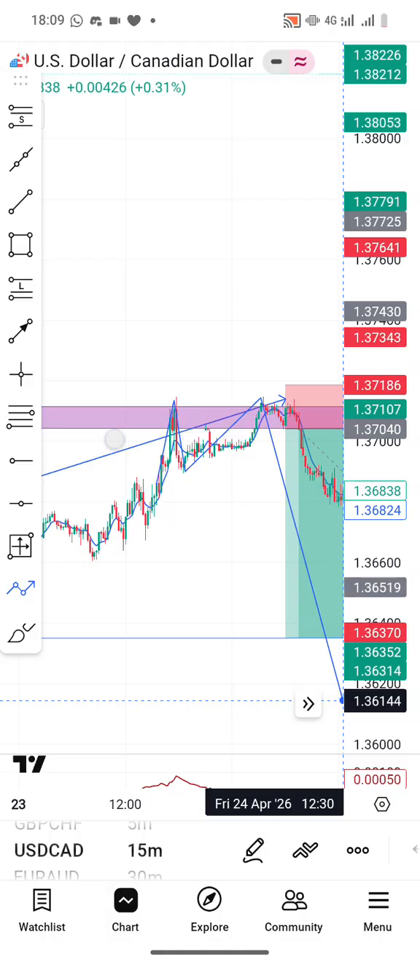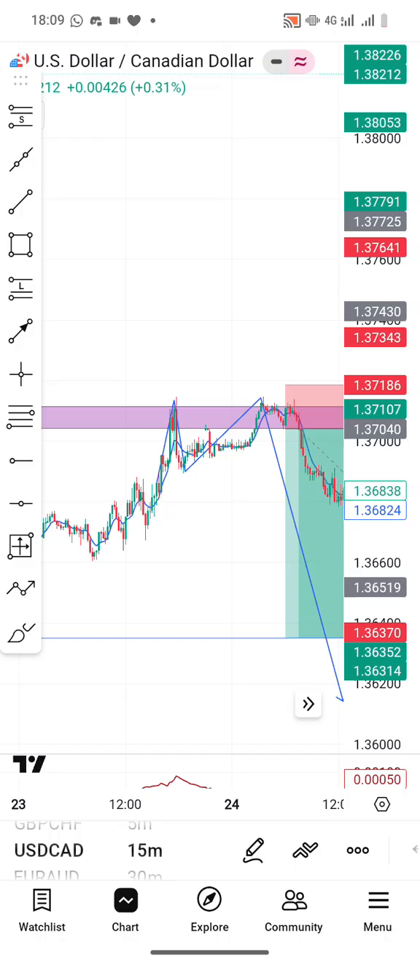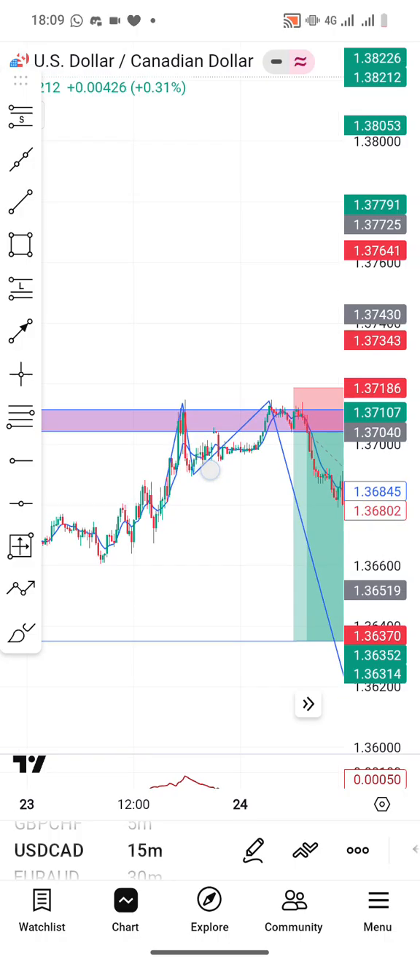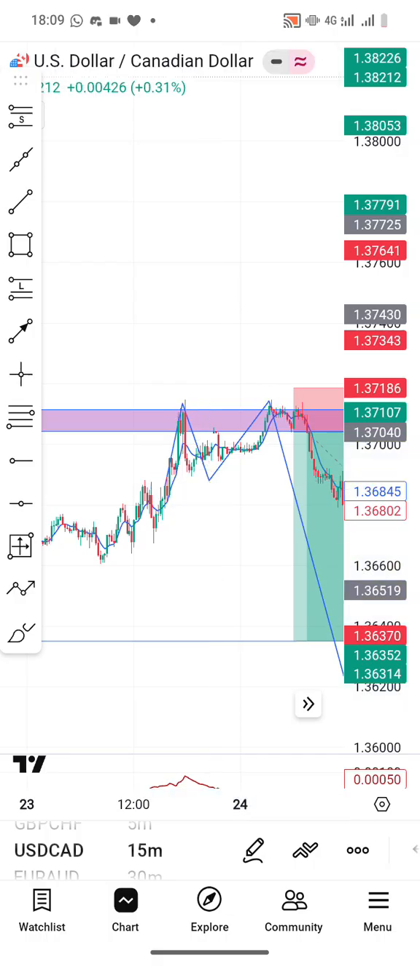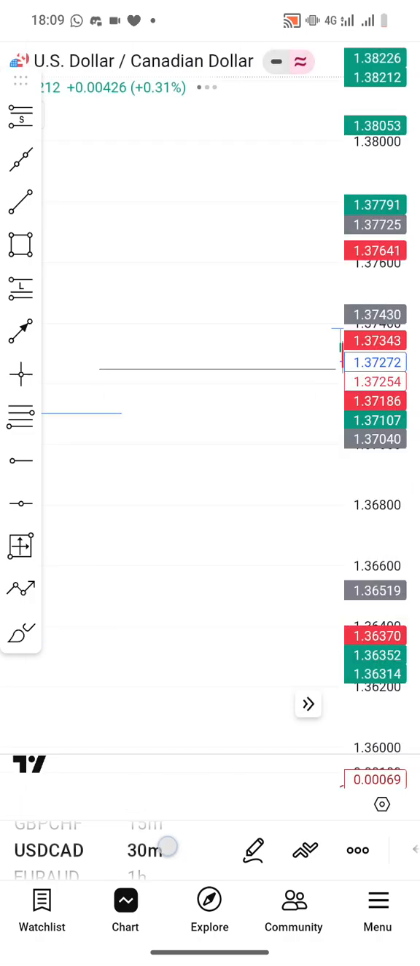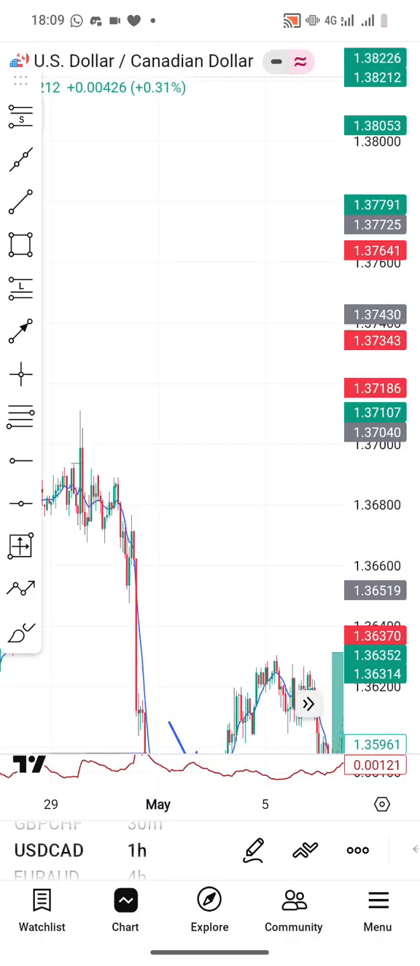Let me delete this. And it started going down. These are the things we want to see for us to make sure that this market is really going down and not just a double bottom. Next time we want to do more explanation on that. So let me just end it right there. Next time we will do much on that.